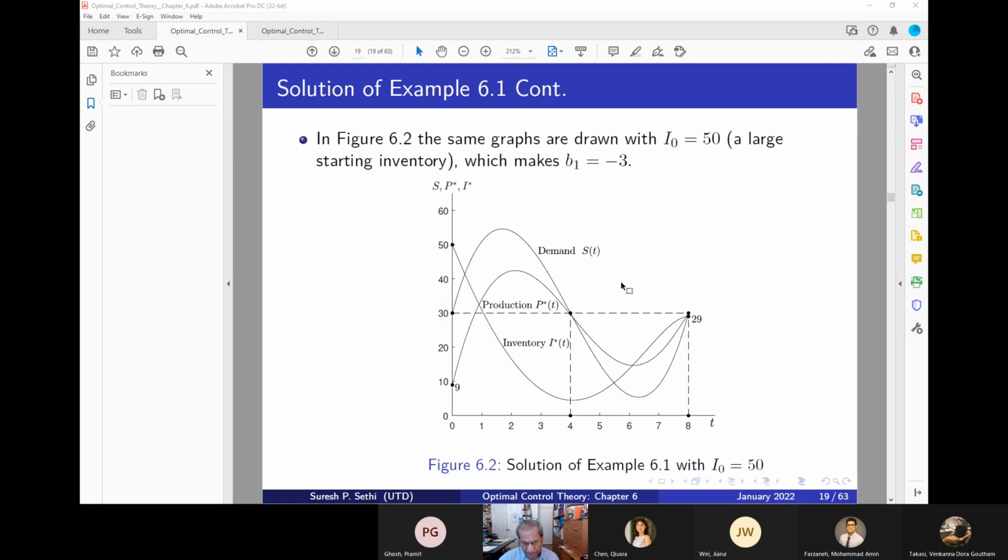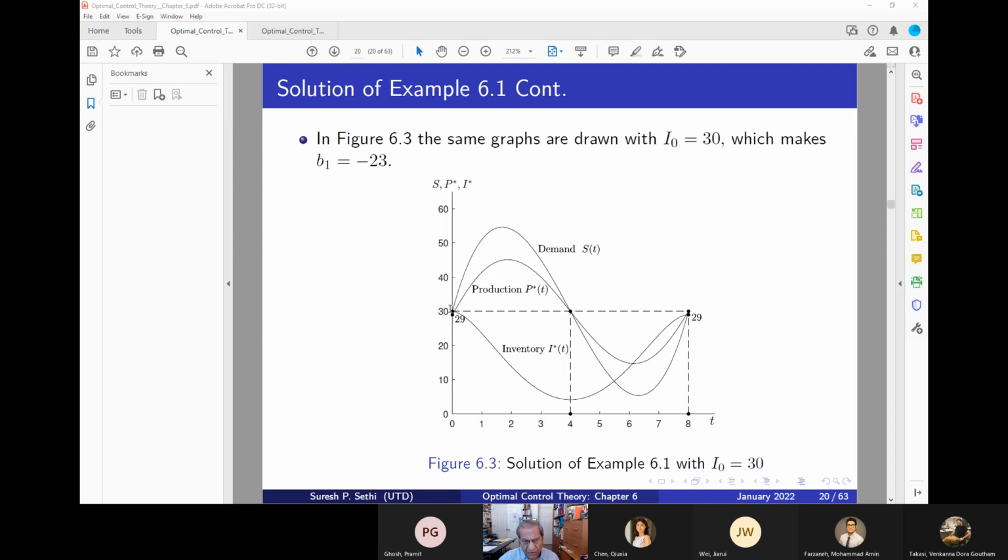So I have 50 as a large starting inventory. Then I have an inventory that is around 30. And you can see the inventory actually goes like this. You can see the production is going like this. And we are going to 20.